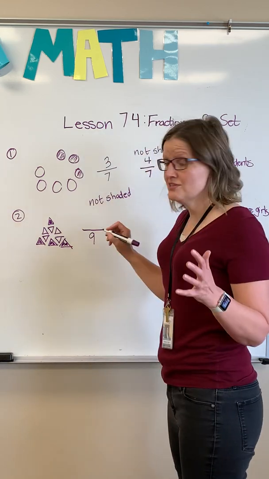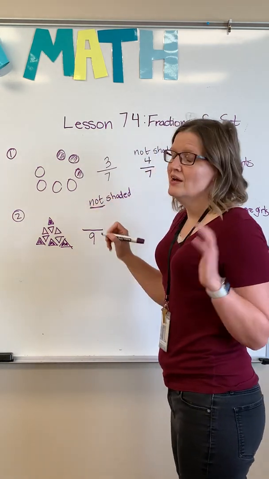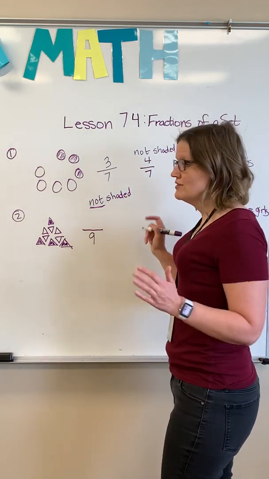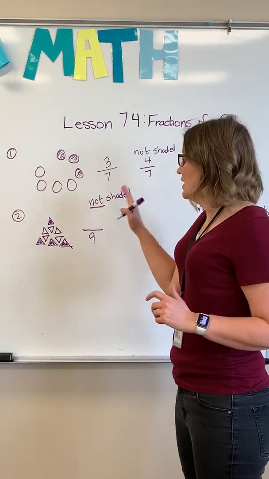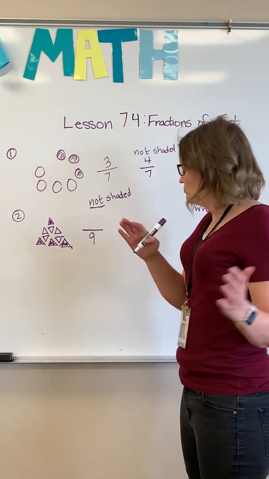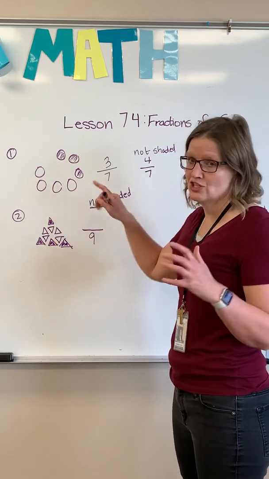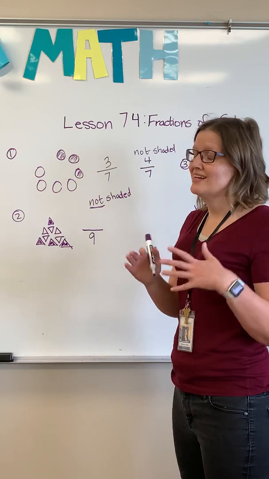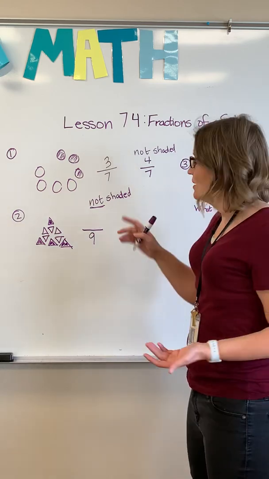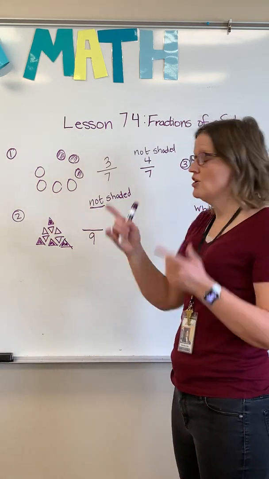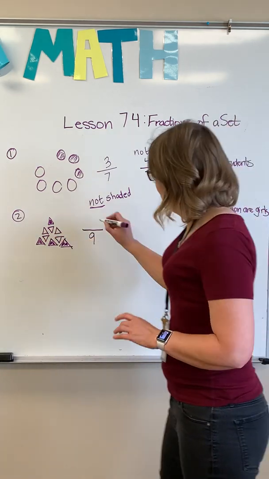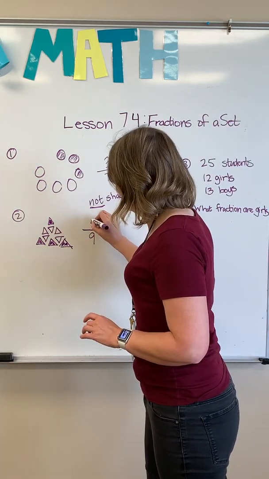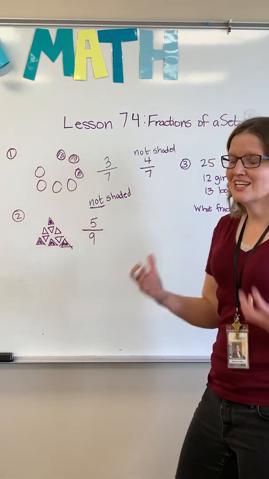And in this situation, it is really important. This pops up on tests all the time where they'll say how many are not shaded or how many are shaded. And I have kids that read really fast and they don't catch the correct words, and they do the opposite. But we know we're looking for how many are not shaded. I'm going to count 1, 2, 3, 4, 5. So 5/9 are not shaded.